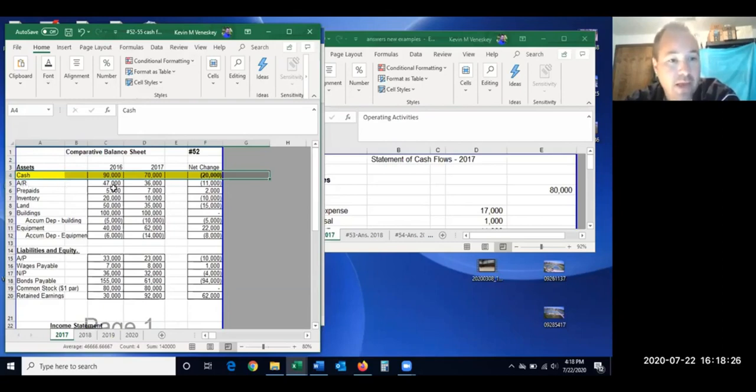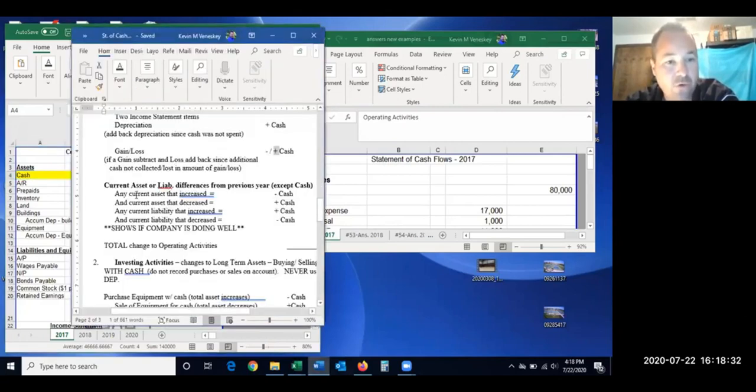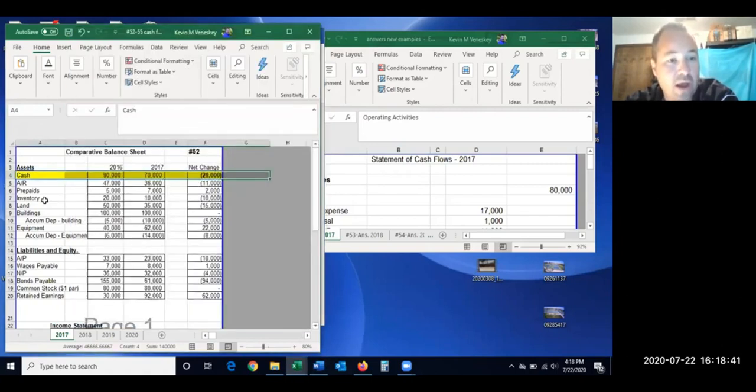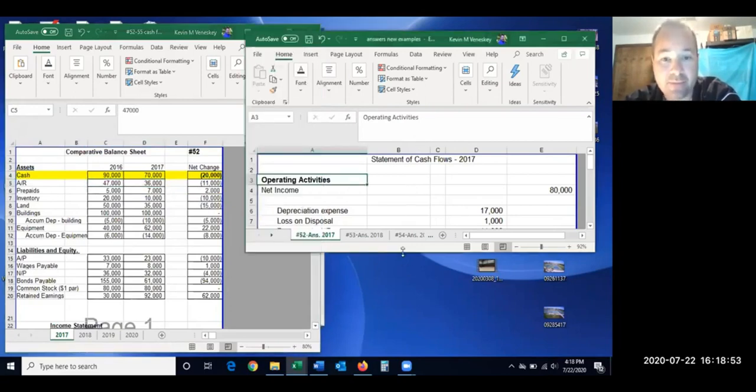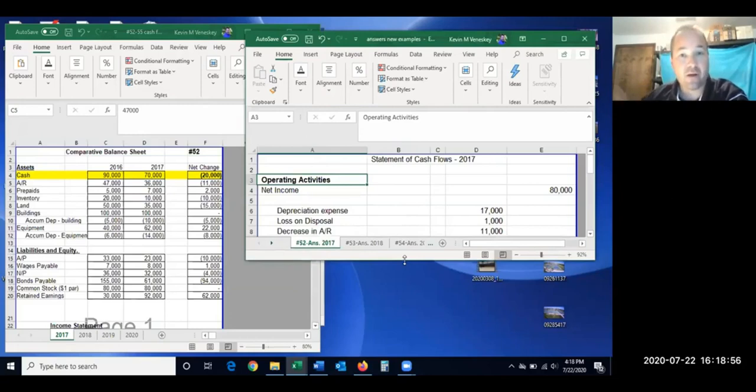So AR went down by 11,000. And in my little notes, it says, okay, if your current asset went down, which is the second one, you need to add that difference back to cash. And let's see why, so we don't have to always memorize the chart. If our AR went down, that usually means that people paid off their bill. So I got money. So when the AR goes down, our cash went up most of the time, unless you're told differently, like their account went into default.